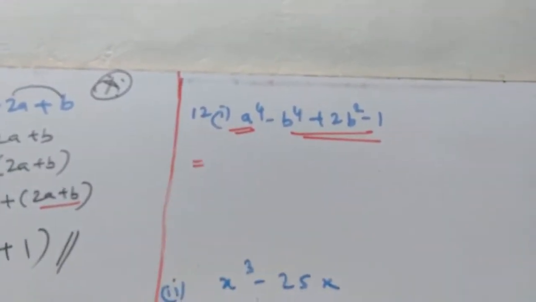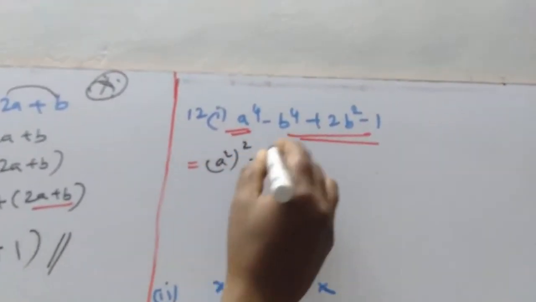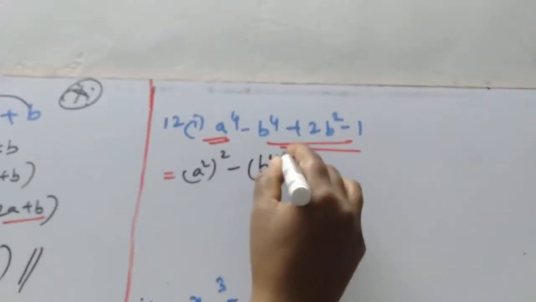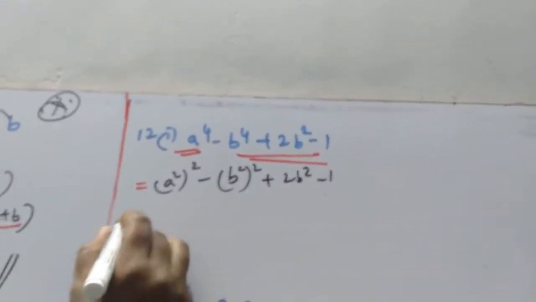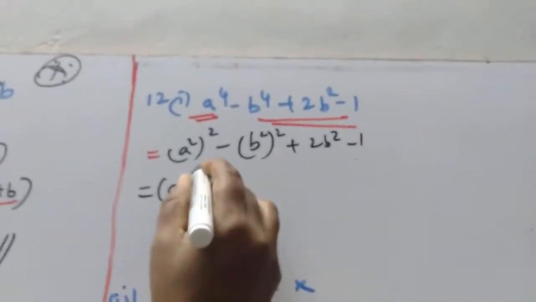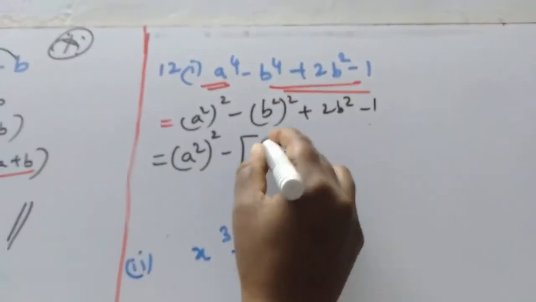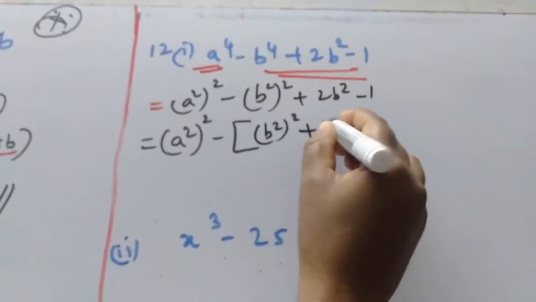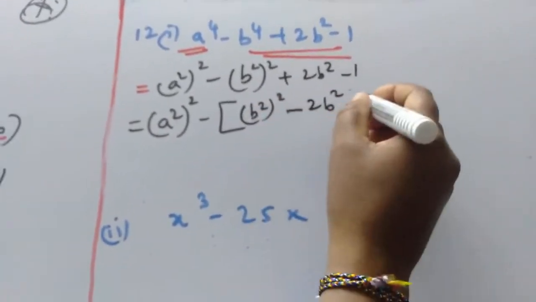So because a power 4 can be written as a square the whole square, and here b power 4 can be written as b square the whole square plus 2b square minus 1. Okay, so the next step, what I am going to do here is a square the whole square. I am going to take minus common outside, which can be written as b square the whole square plus 2b square, then minus, if I take, this will become minus here plus 1.